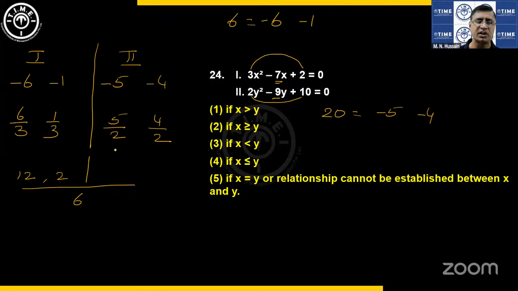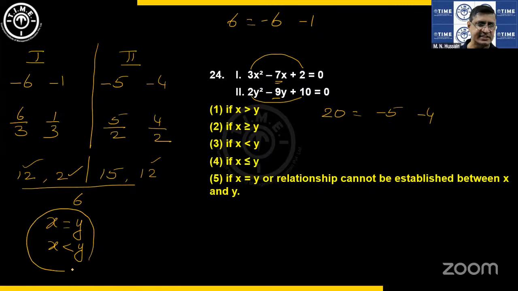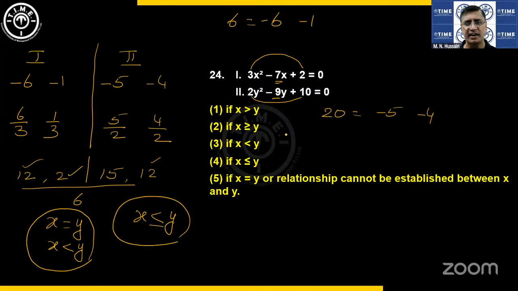Here it is 3 times in the second quadratic equation. 3 into 5 is 15, and 3 into 4 is 12. So what is the discussion? 12 and 12 are both equal, so x and y are equal. 12 is less than 15, so x is less than y. What about 2? 2 is less than 15 as well as 12, so x is less than y. Where x and y are equal and where x is less than y, combining these two, we get x less than or equal to y. Answer choice 4. Option 4 is the right choice.